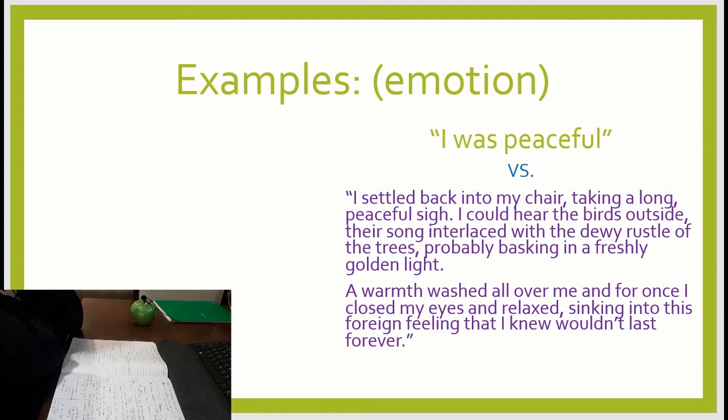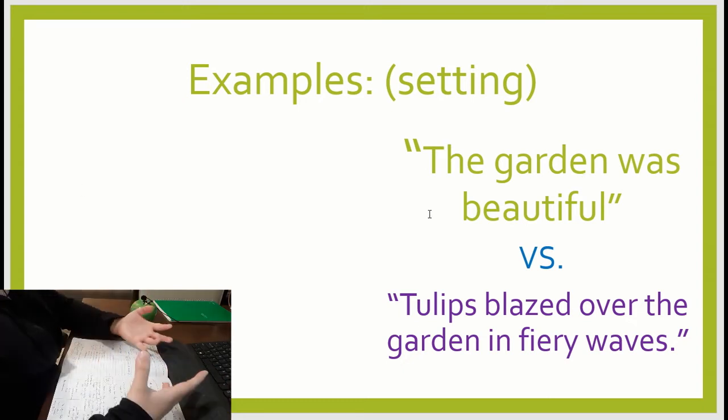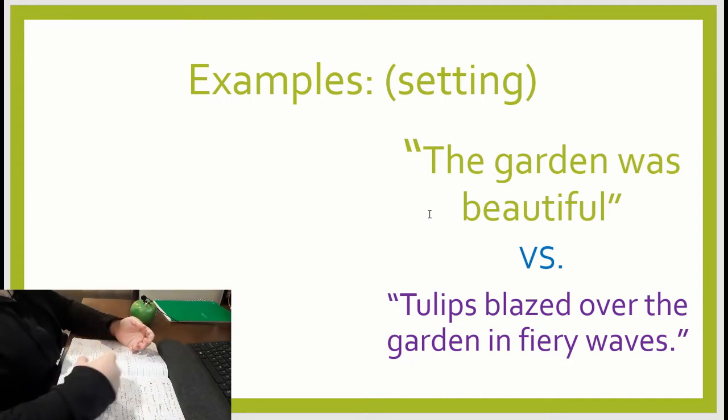In the example of setting, okay? One thing that you really don't want to do, I mean, emotions I feel was the most important one, hands down, the most important thing to show and not tell. Now setting is of great importance as well, because you don't want to just say to your reader, oh, the garden was beautiful, or whatever the case is. It's so flat. You want to show them, paint this picture.